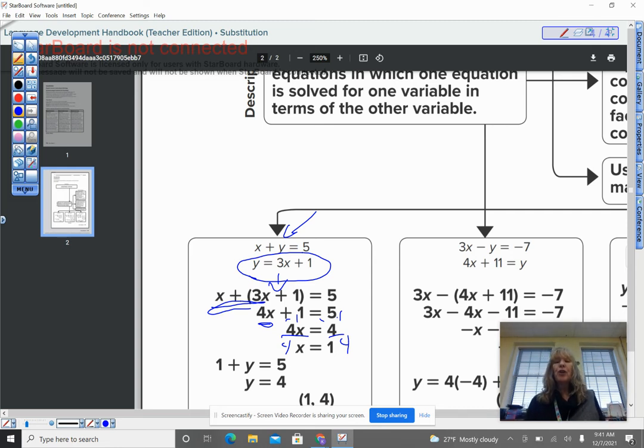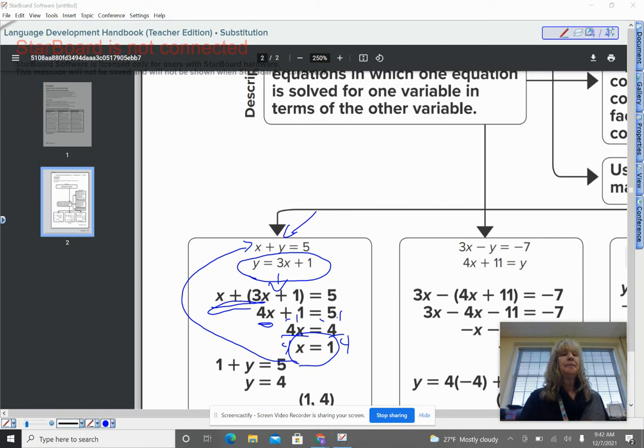And then after you know what x equals, you're going to substitute that into the original equation that you started with. And you're going to substitute 1 for x so that you can solve for y. So now you know you have an answer for x and y. So look for something that you can easily substitute. So you're going to look for y equals something, or you're going to look for x equals something.